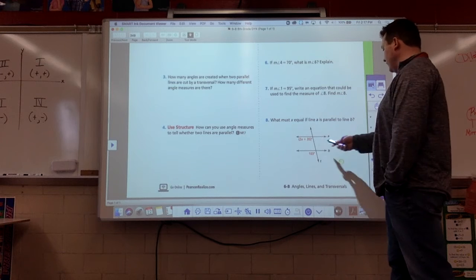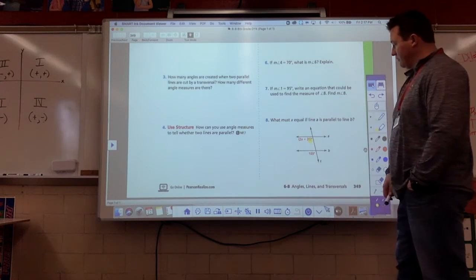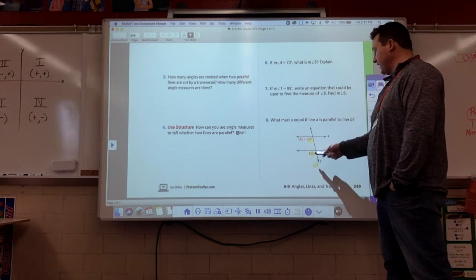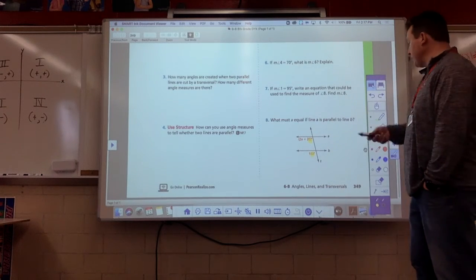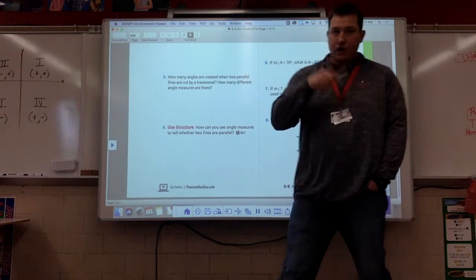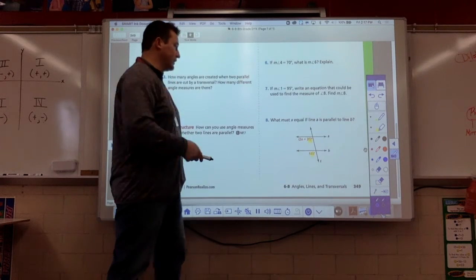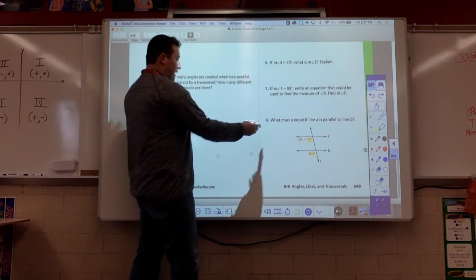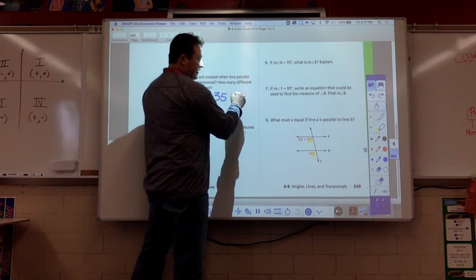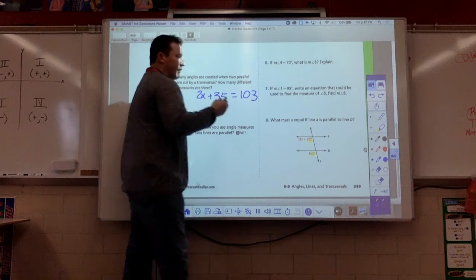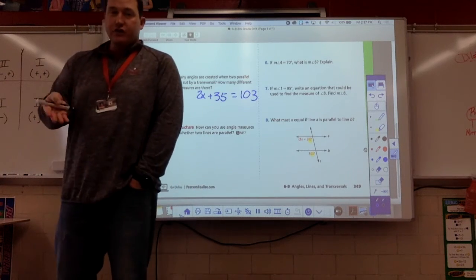Well, to me, it looks like this is in the bottom left angle, right? Corresponding down here. That's also in the bottom left, right? So they're in the same spot. That means they're corresponding angles. Corresponding are congruent, okay? I'm going to write this over here. So 2x plus 35 is equal to 103, right? They're congruent. They're equal to each other.